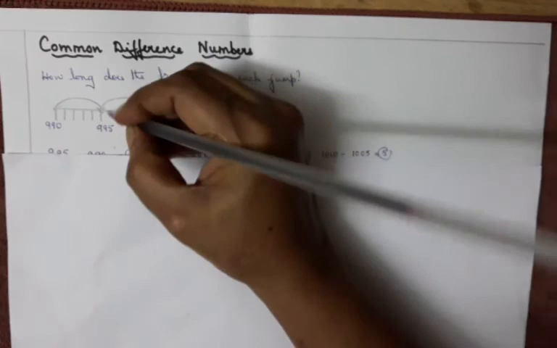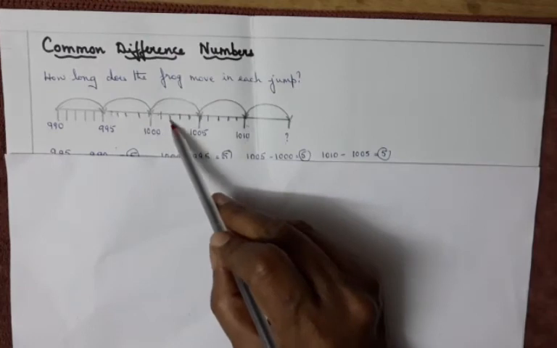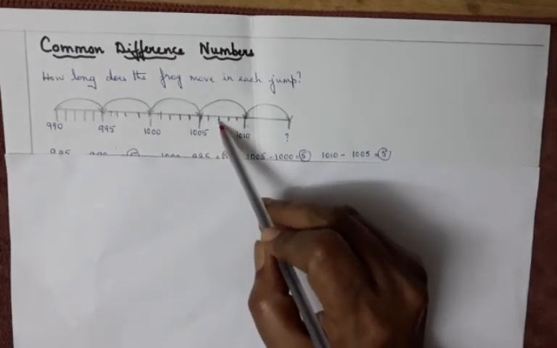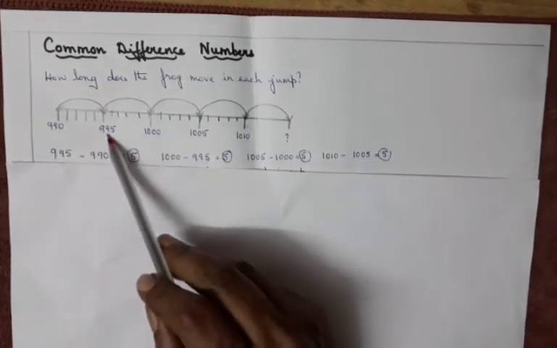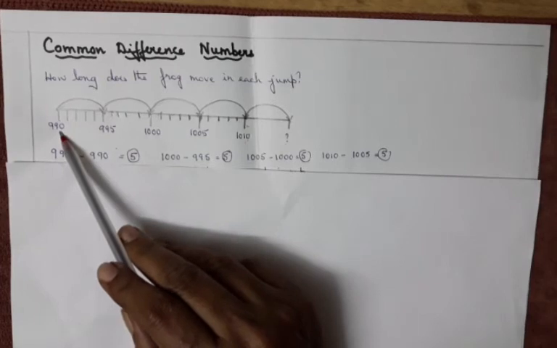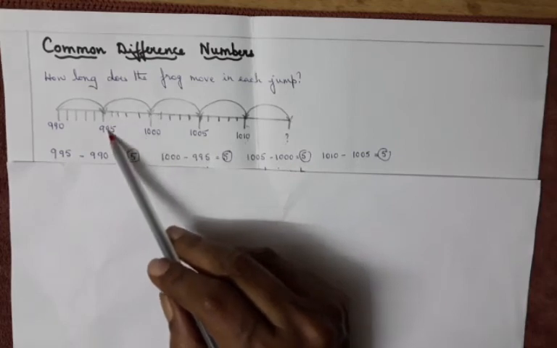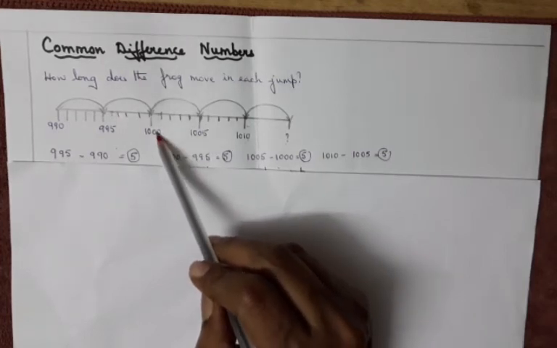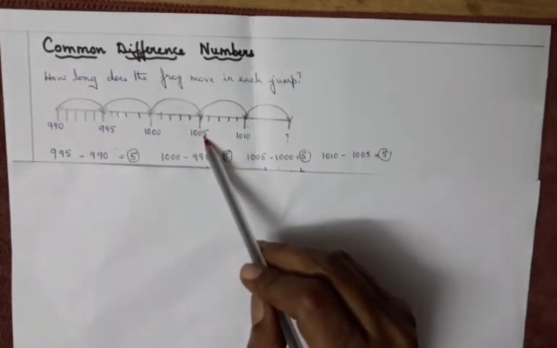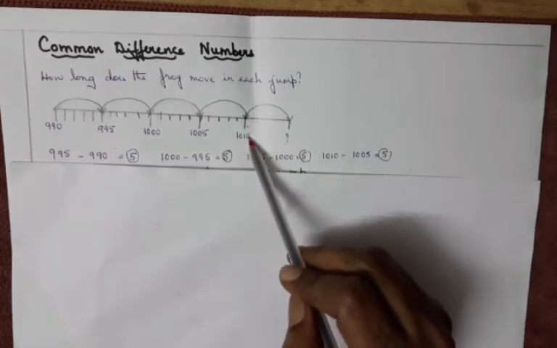Now here again also it is 5 jumps. 1, 2, 3, 4, 5. Here also again 5 jumps. So what you have to do? From 995, when you minus 990, you get 5. The frog is jumping from 995 to 1000, that is 5 jumps. Again from 1000 to 1005, how many jumps? 5 jumps.